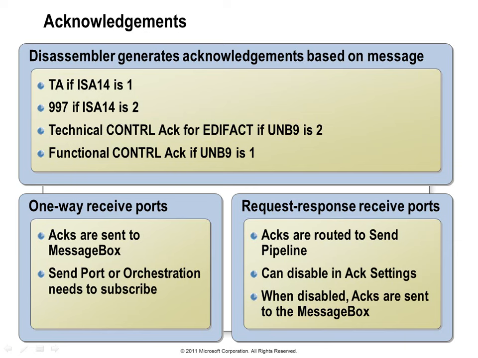Now, if you have a one-way receive port and you have things set up to generate acknowledgements, obviously they can't go back to the sender. It's one way. Maybe you're pulling a message off of FTP, for example. In that case, the acknowledgements still get generated by the disassembler and sent into the message box. What you need to do then is have a subscriber, a send port or an orchestration that's watching for those acknowledgements, can pick those up and then send them to the appropriate destination. So it's possible that you'd pick those up in an orchestration, do some dynamic addressing and send that back to the ultimate sender, or you may just use some messaging and routing to handle those acknowledgements and send them back.